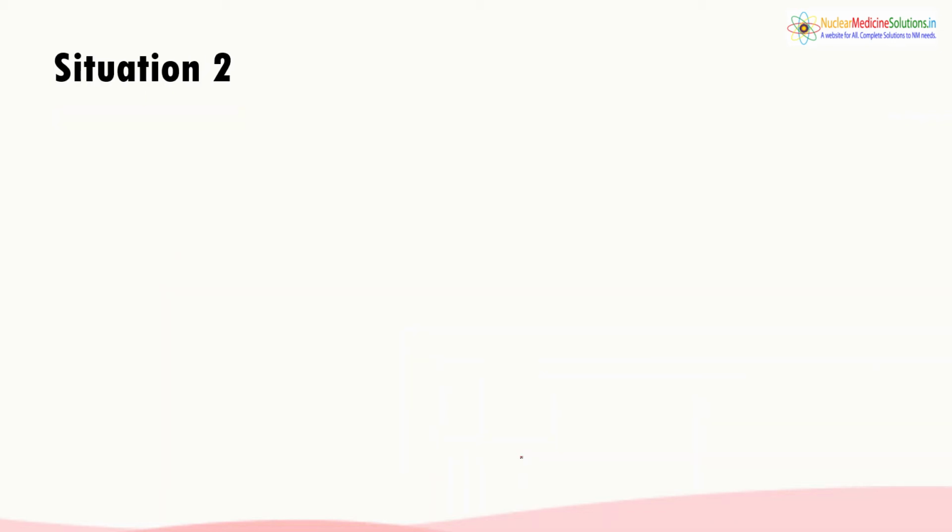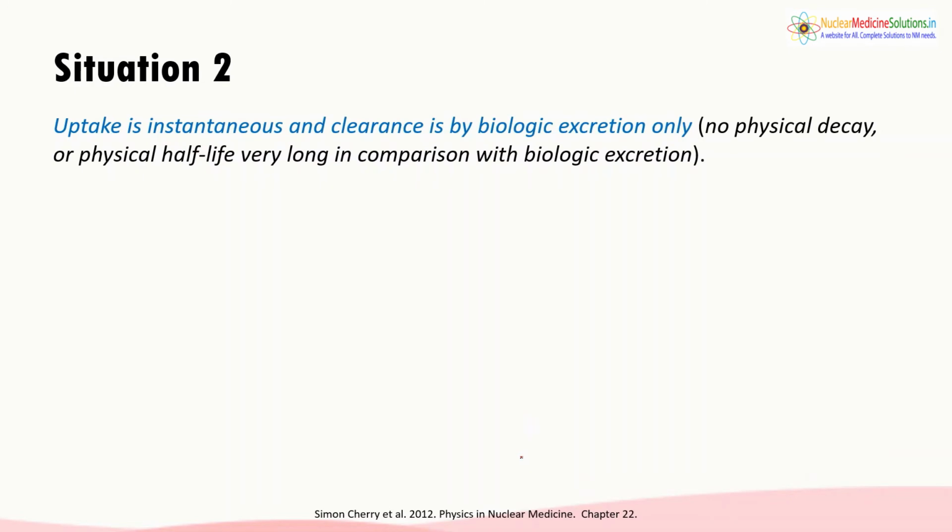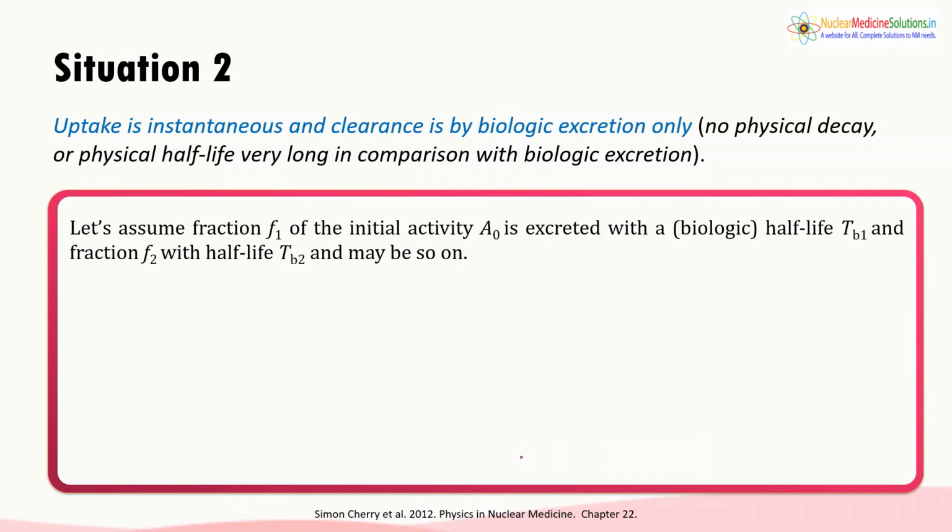In the second situation, uptake is instantaneous and clearance is by biological excretion only. In the previous situation the clearance was only by physical decay and now it is only by biological excretion. In this situation there may be 2, 3, or 4 biological half-lives. Like when we administer radioiodine, in the first 24 hours it has a different biological half-life, but once it gets trapped inside the thyroid it has a different biological half-life.